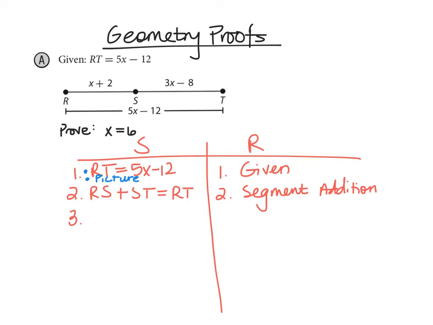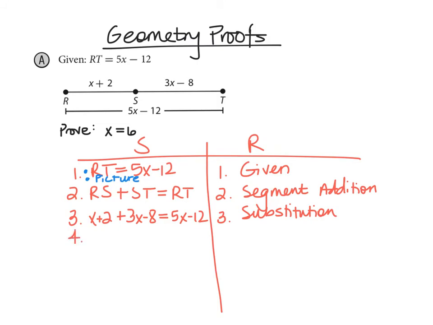All right, so step 3 is we need to start solving some of the algebra. So we know that RS is x plus 2, and ST is 3x minus 8, and RT, we've already said, is 5x minus 12. The reason I can do that was substitution, because I've taken the geometry statement that I made in step 2 and I've replaced it with algebra parts. Now we're just doing some basic algebra skills.